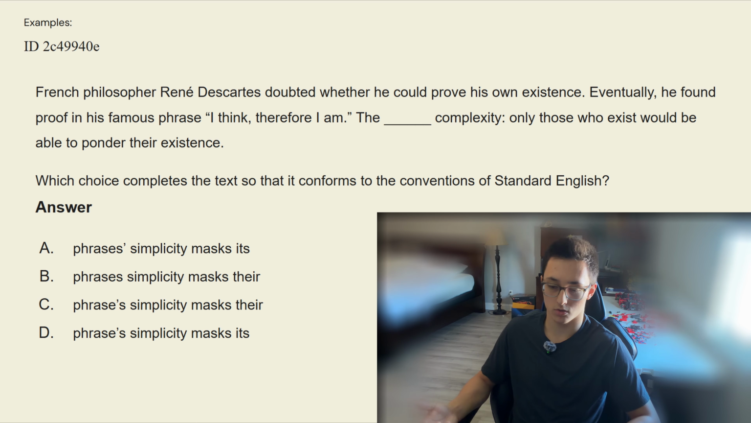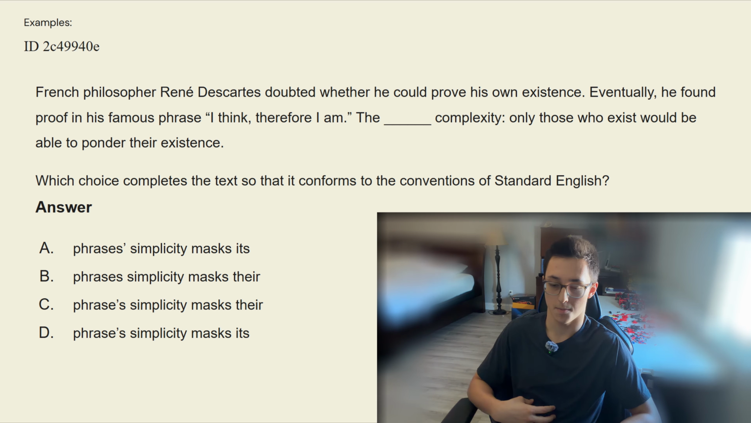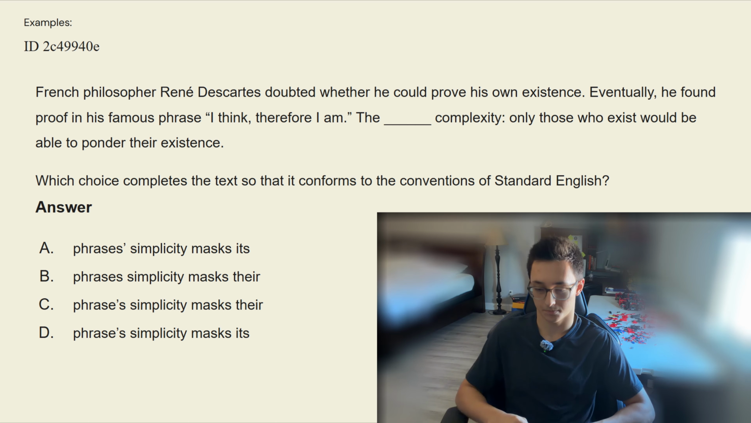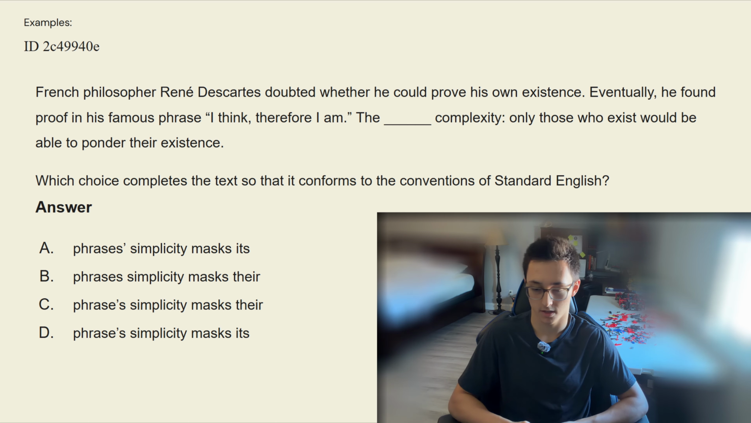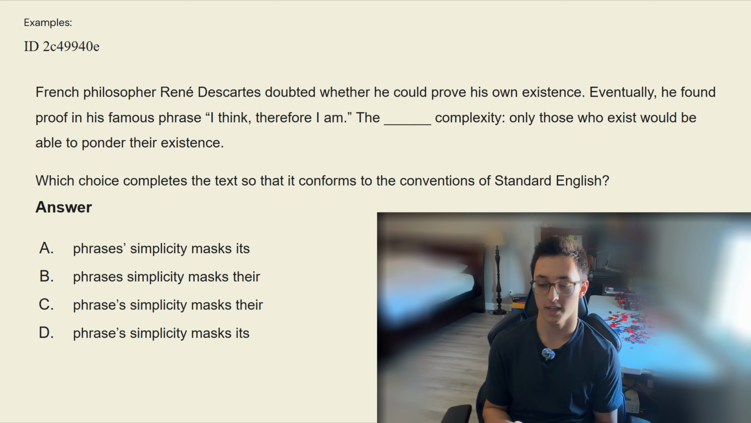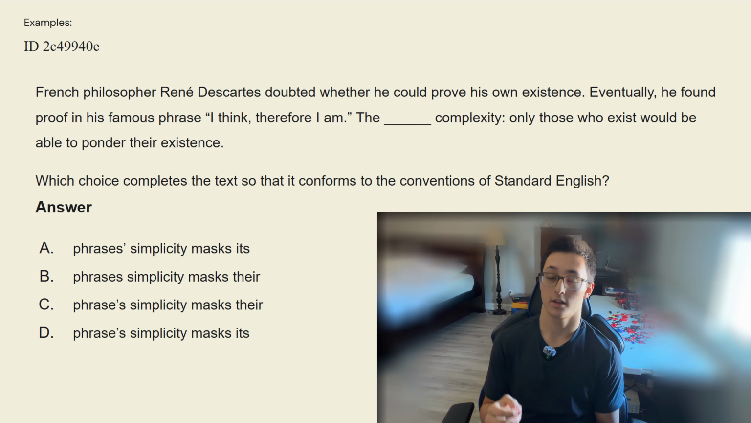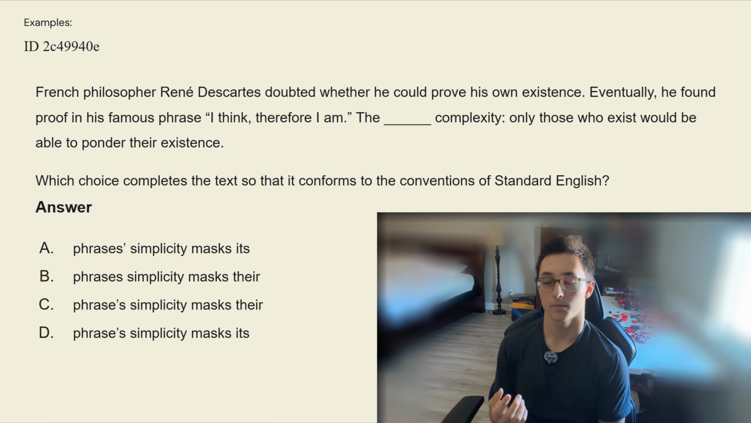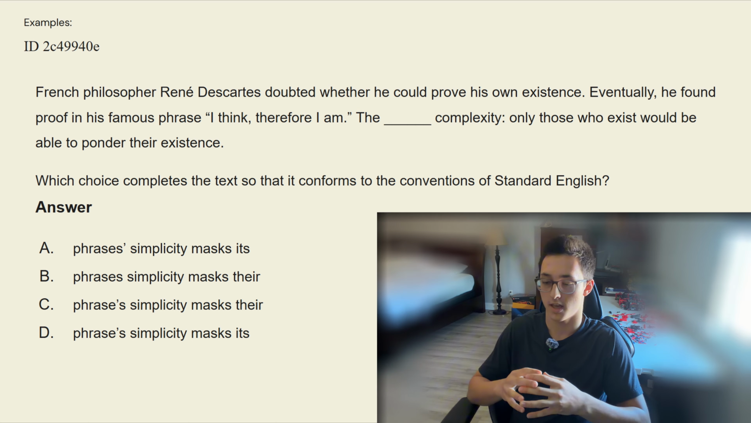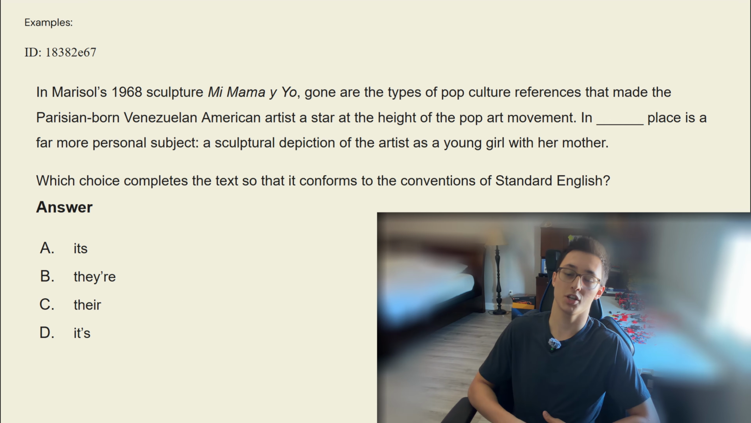And B has to be wrong too, because the simplicity belongs to the phrase. The phrase shows possession, meaning it has to be either C or D because the apostrophe has to go before the S. Now, C says the phrase's simplicity masks their complexity, while D says the phrase's simplicity masks its complexity. Which one's right? Well, there's only one phrase, meaning that this is singular. Its is singular while there is plural. So since its is singular, it matches the fact that the phrase is singular, and so that's why D is correct here.